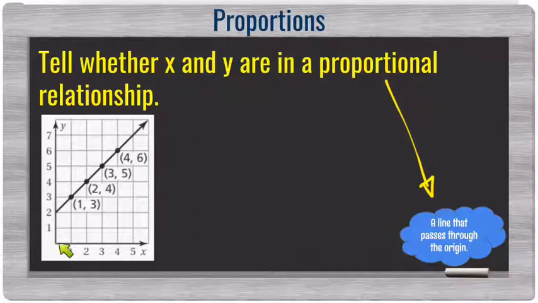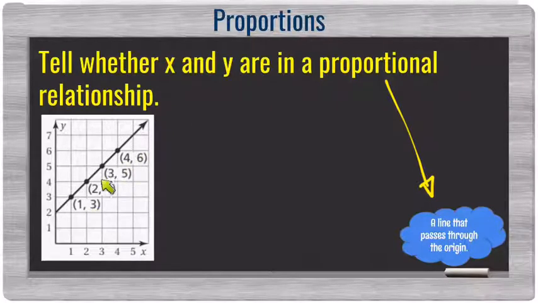Here's my origin, 0, 0. That's the origin, and I can see clearly that this line is not going through the origin, so therefore x and y are not in a proportional relationship. So that would be my answer. Tell whether x and y are in a proportional relationship. You would say no, x and y are not in a proportional relationship.